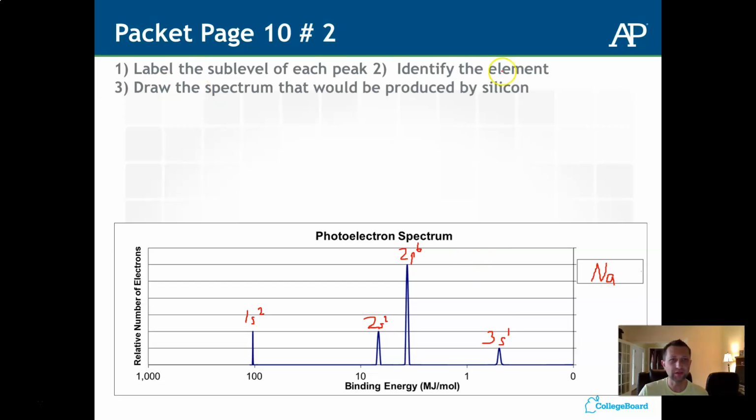All right, so we did number 1. Number 2, draw the spectrum for silicon. Sodium has 11 protons and obviously 11 electrons. Silicon has 14 protons and obviously 14 electrons.